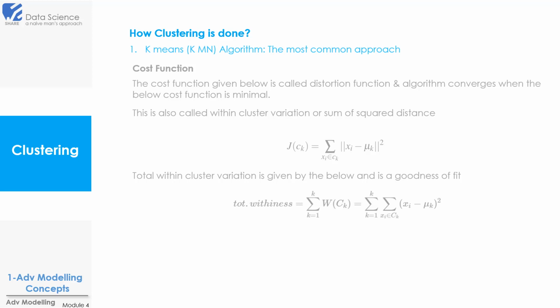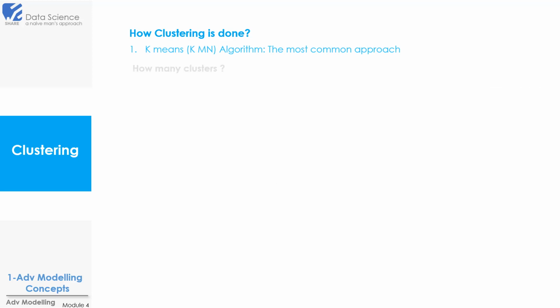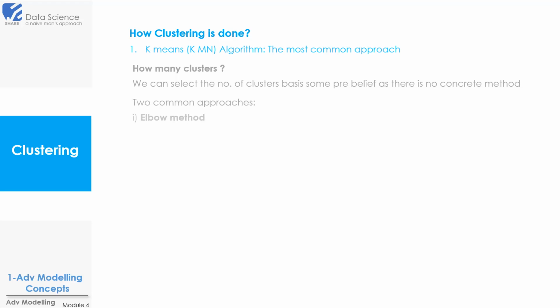Now moving to the next part. So the next question is how many clusters we should have. Well, there is no direct answer for this. We can select the number of clusters based on some pre-belief, based on our experience of the trade, etc. However, there are two common approaches that we use for this purpose.